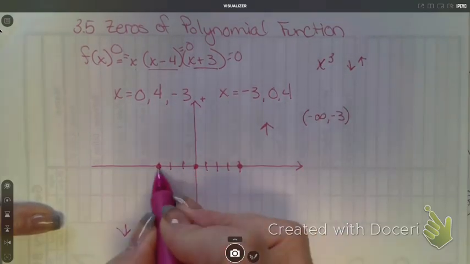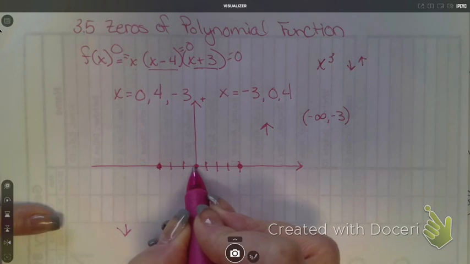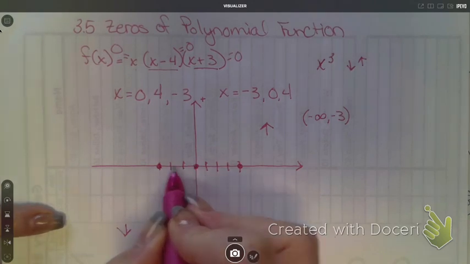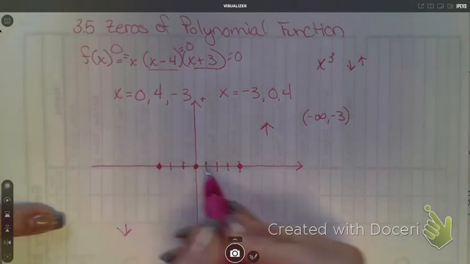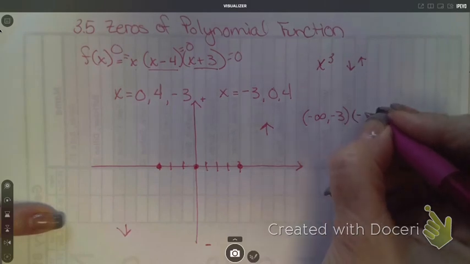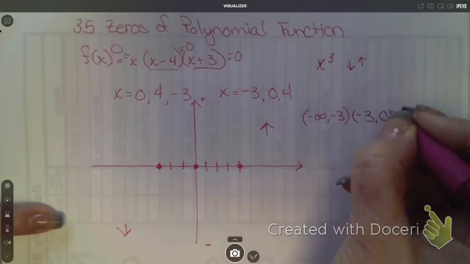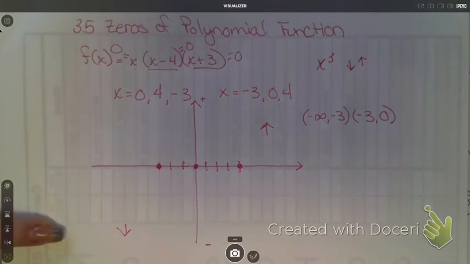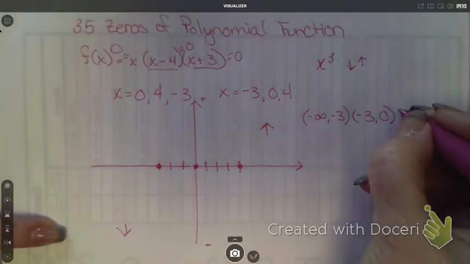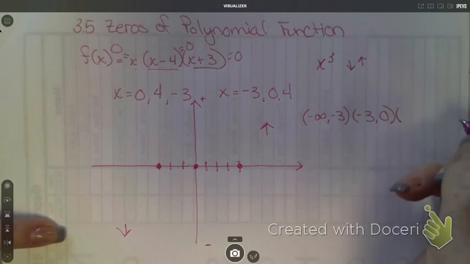And then I leave negative 3 and stop where? 0. So negative 3 to 0. Because if I have a 0, it's like an open door. I have to go through it, yes? And if I have an odd multiplicity, I have to go through it.